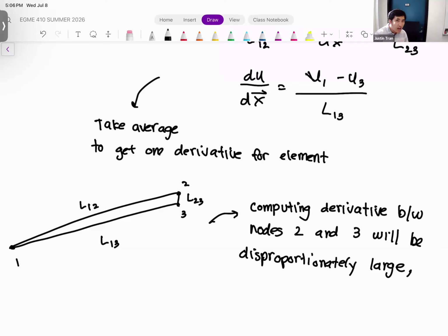And so when you go to compute the average, or when you go to compute the overall derivative for the entire element, it's going to be much more biased towards the difference between 2 and 3, which is not what you want, right? So you want a good balanced derivative computation.